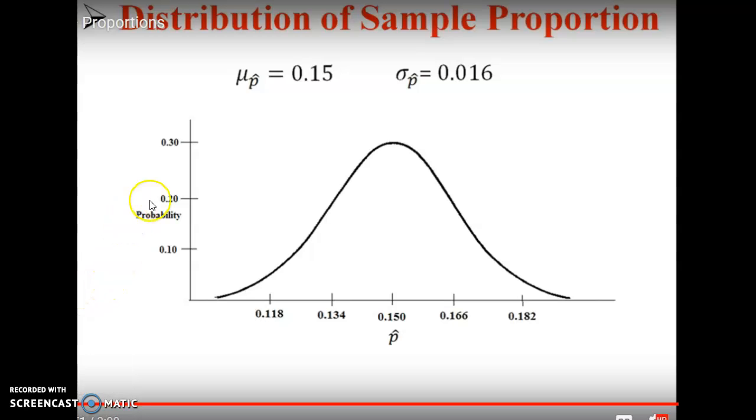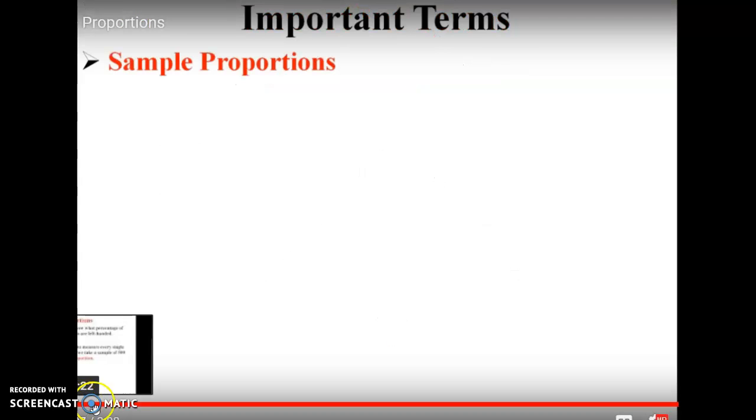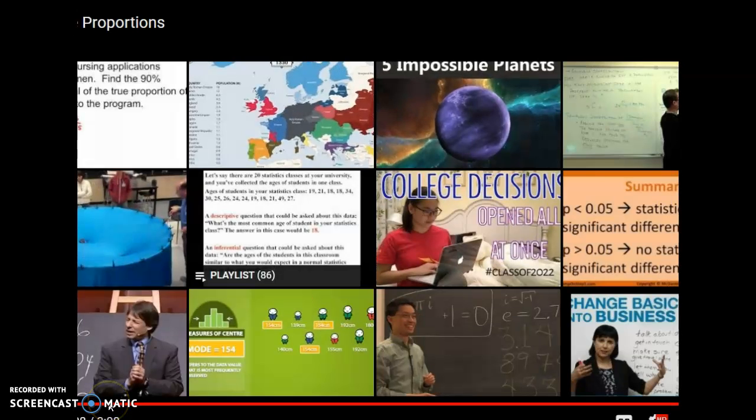And it shows you the probabilities. The highest probability was 30%. We usually don't show that vertical axis. We simply need to know it's a normal distribution. So we're looking at sample proportions.